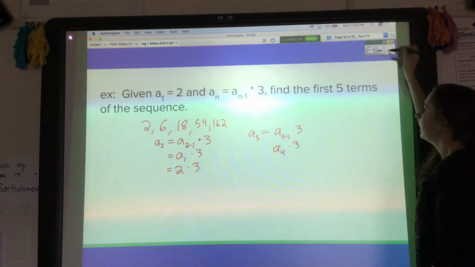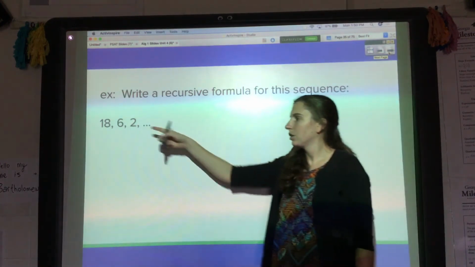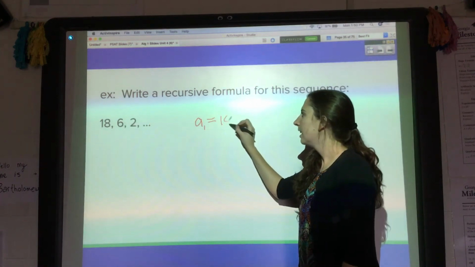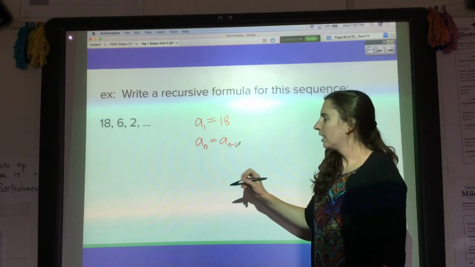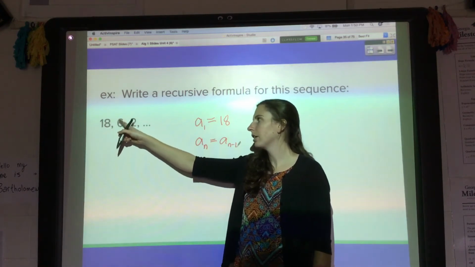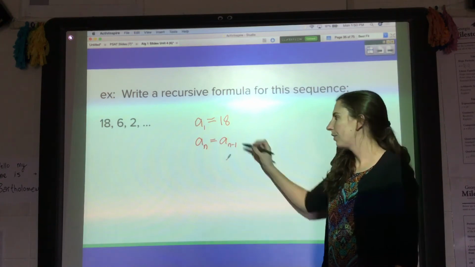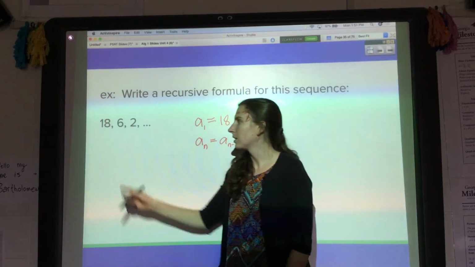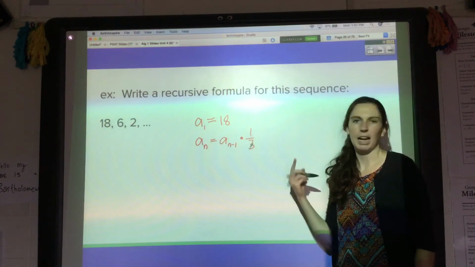Let's do one more. To write a recursive formula, you start with the first term, which in this case is 18, and then for any term after that, you just take the term before it and multiply by the common ratio. In this case, we're dividing by 3 each time. So I could do divided by 3, or if I want to multiply, I could say multiplied by 1/3. Because 1/3 of 18 is 6, 1/3 of 6 is 2. You could put the 1/3 in the front or in the back, doesn't matter.